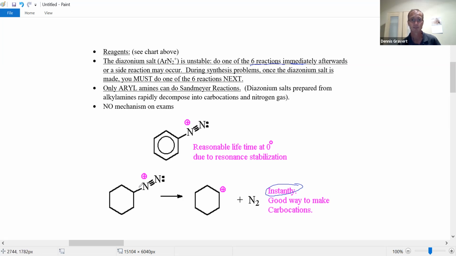Oh, right. Both electrons go on the nitrogen to form a lone pair and nitrogen gas. And do we like carbocations? Usually don't. They rearrange and stuff. So don't do this. You only can have benzene on an amine do a Sandmeyer reaction. Oh, and there's no mechanism on the exam. Cool.